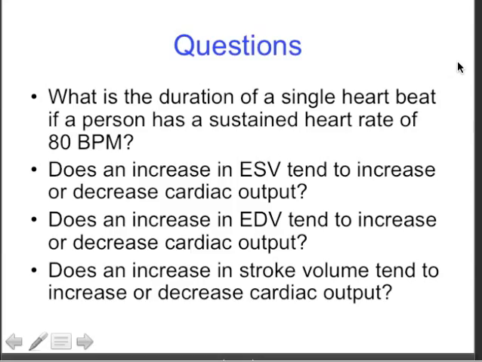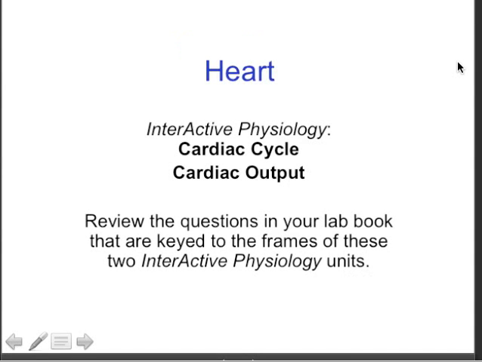Does an increase in end diastolic increase or decrease cardiac output? Remember that stroke volume is EDV minus ESV, so if EDV gets bigger, then stroke volume is going to get bigger, so it's going to increase. And the last question, does an increase in stroke volume tend to increase or decrease cardiac output? Obviously, it increases it.